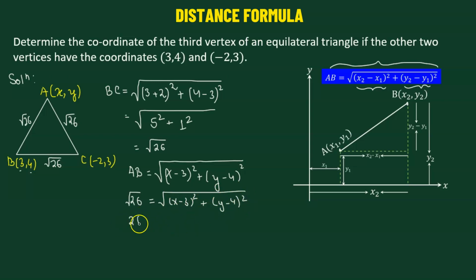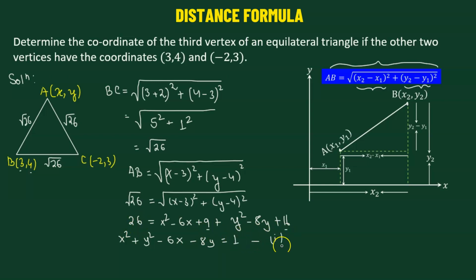Squaring both sides, we're going to get 26 equals, so let's expand (x minus 3) whole squared. The square root sign will go away. We have x squared minus 6x plus 9 plus y squared minus 8y plus 16. And then we can rearrange the terms to have x squared plus y squared minus 6x minus 8y equals, so we'll transpose this 9 added to 16, which is 25, to the other side and combine with the 26 to get 1. So let this be equation number 1.